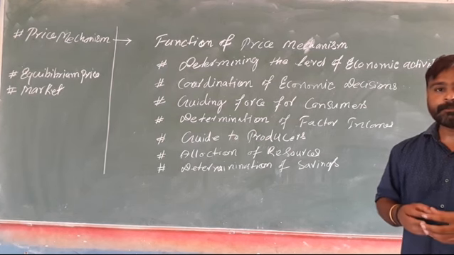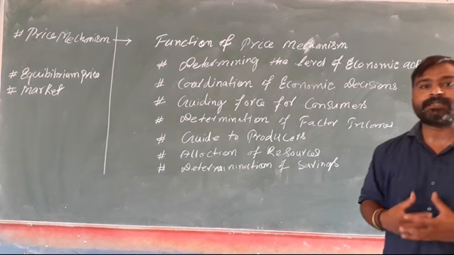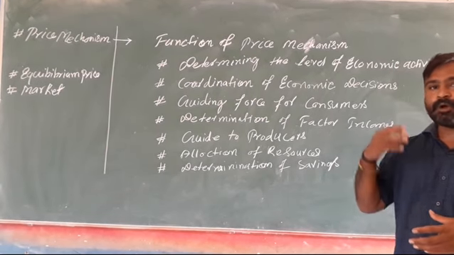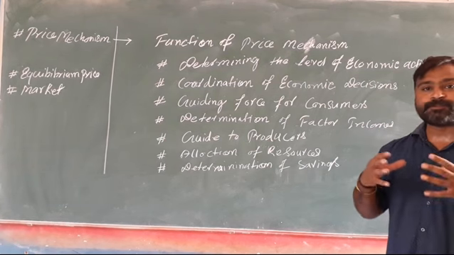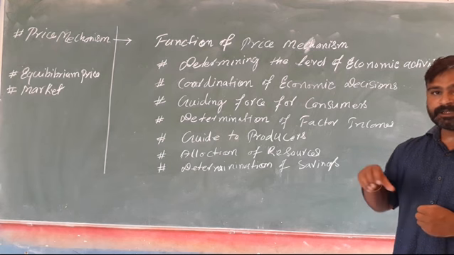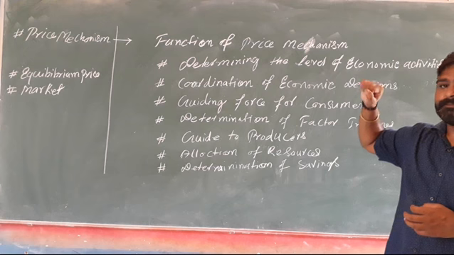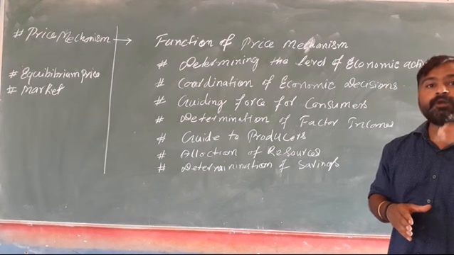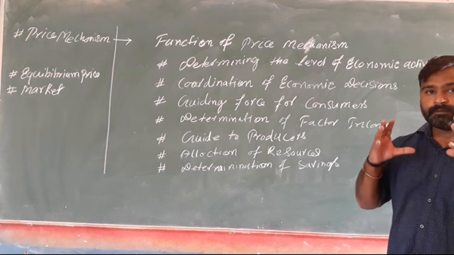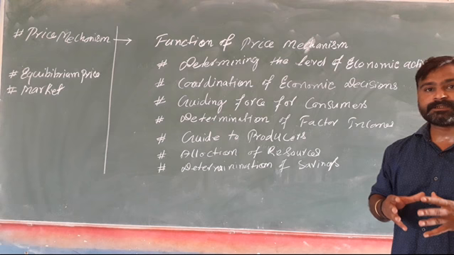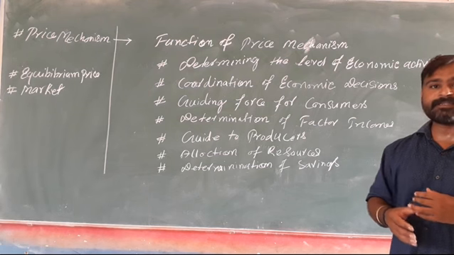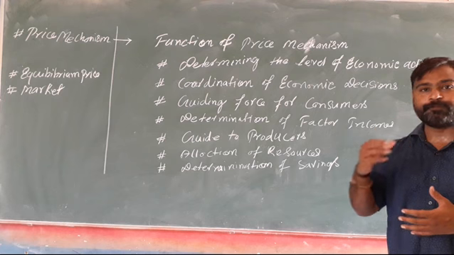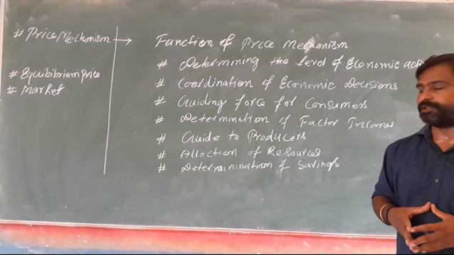The main objective of a producer is the maximization of profit, and that is determined by the price mechanism, where the producers make the decision to produce the goods or not to produce the goods, because the price mechanism fixes the price of the goods on the basis of the competition between producers and consumers, and on the force of demand and supply of the commodities.